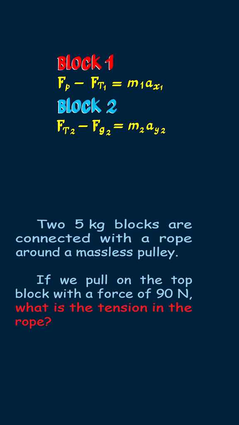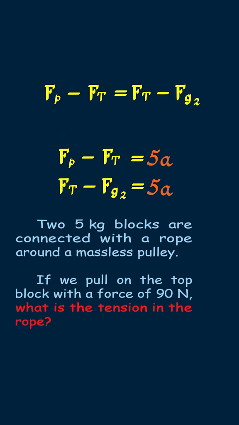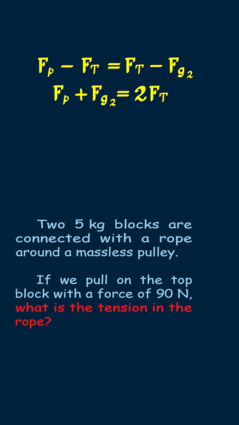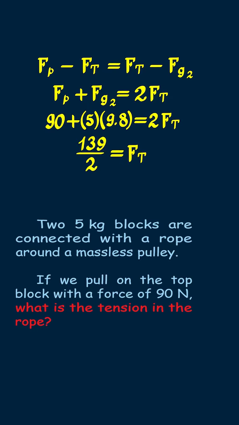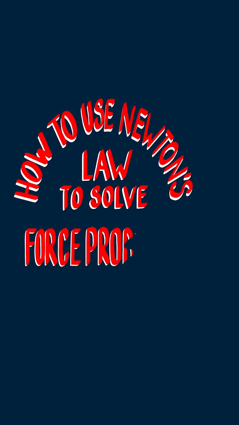Using these facts, we can now rearrange the two equations for the acceleration and set them equal to each other. The last step is to do some algebra to solve for the tension in the rope, which gives us our final answer of 69.5 newtons. And there you have it. That's how to use Newton's laws to solve for force problems in physics.